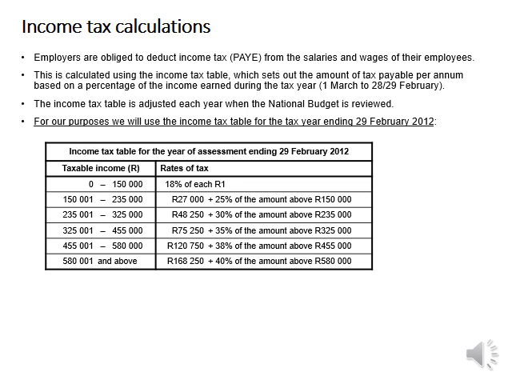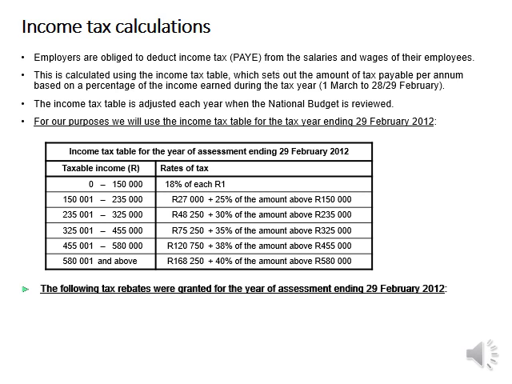So that is the tax table. For any income between 0 and 150,000, that is per year, you will pay 18% of each R1. And then from 150,001 to 235,000, you will pay 27,000 plus 25% of the amount above 150,000, that is the difference between your annual salary and the 150,000. And the same goes on for the other brackets.